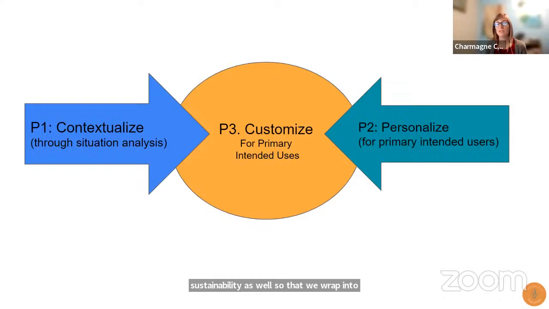And then the personalized principle we talked about last month really is that you can't customize it unless you know who you're customizing it for. And so you have to start there. And the primary user is who you're going to be working with to customize this evaluation based on that situation.